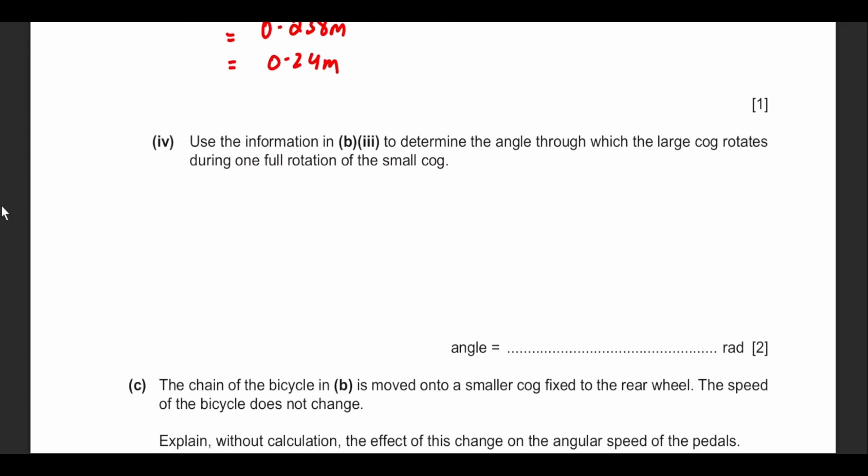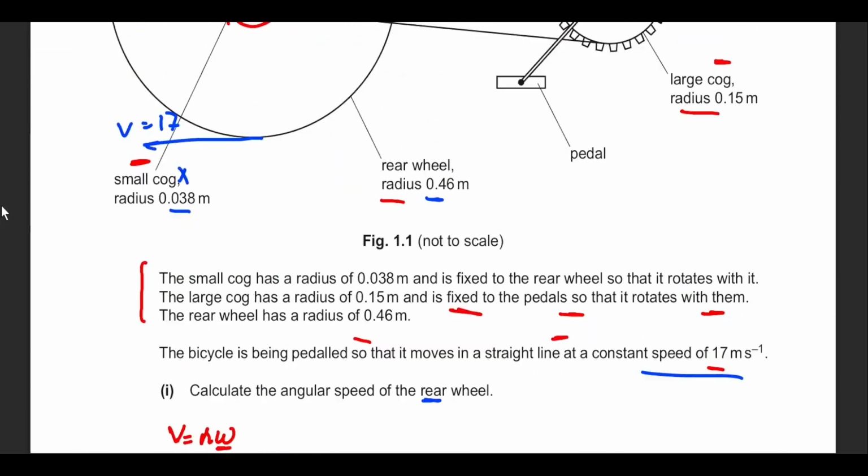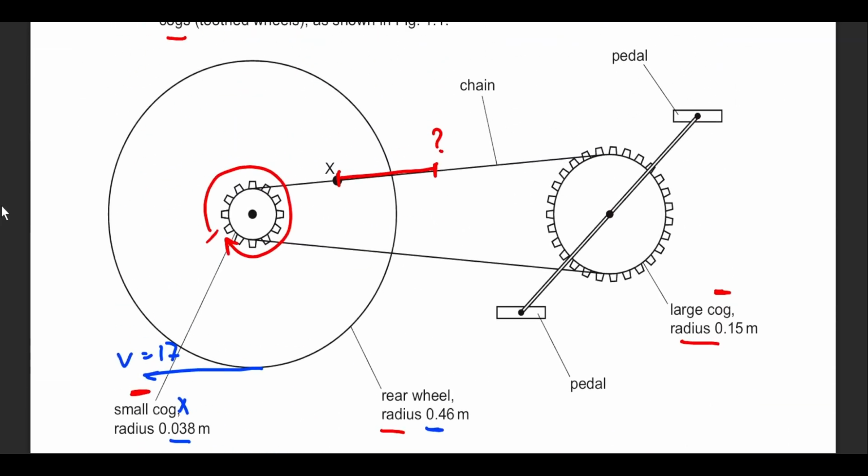Use the information in B3 to determine the angle through which the large cog rotates during one full rotation of the small cog. Now this is an interesting question. The problem lies in the fact that this one is going to make a full rotation and this one is going to make some rotation like this. And the idea of the similarity would be that whatever the circumference of this, the small cog, which is 2 pi r, the distance traveled in this side would also be exactly the same. And it will actually qualify as the arc length, right?